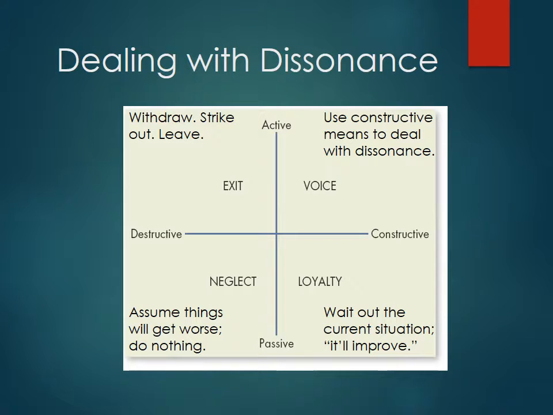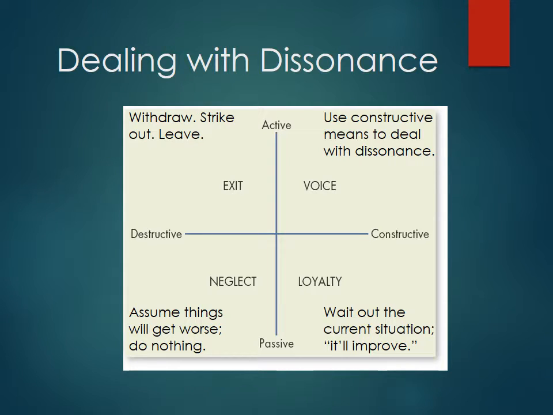So what are our options? We've really got 4, and I want you to look at this nice little figure here and see the 2 by 2. You've got a continuum that runs from destructive to constructive. So from the negative to the positive. That's the horizontal. Then you have the vertical, which is active down to passive. So active, you're doing something. Passive, you're not.